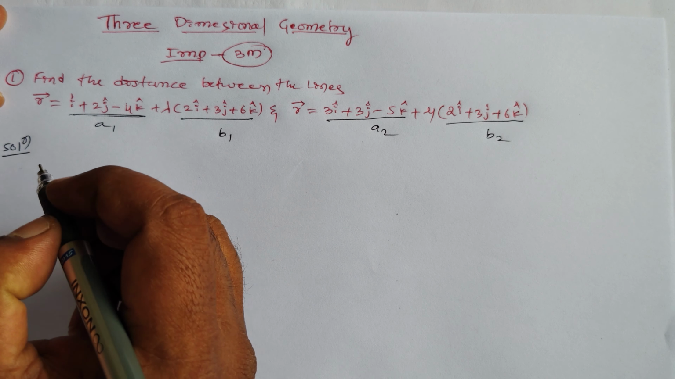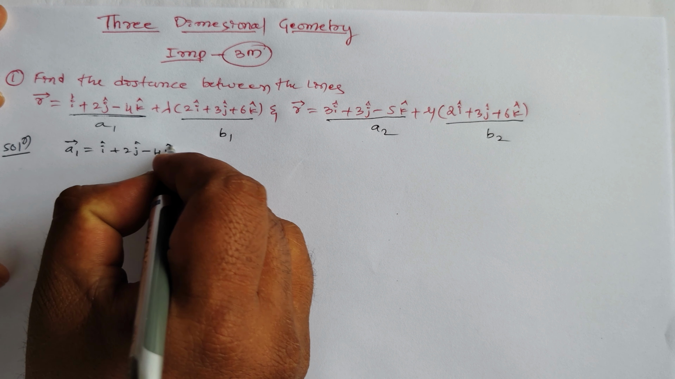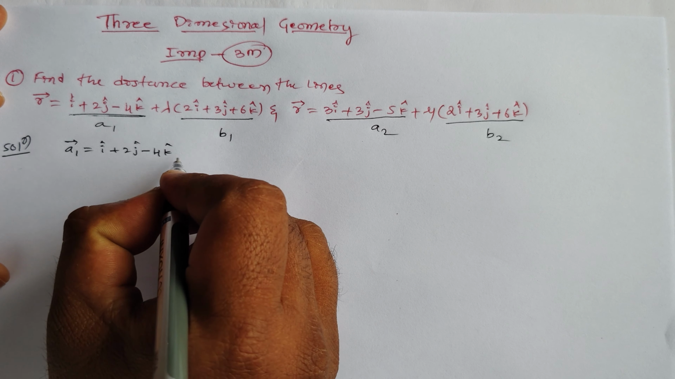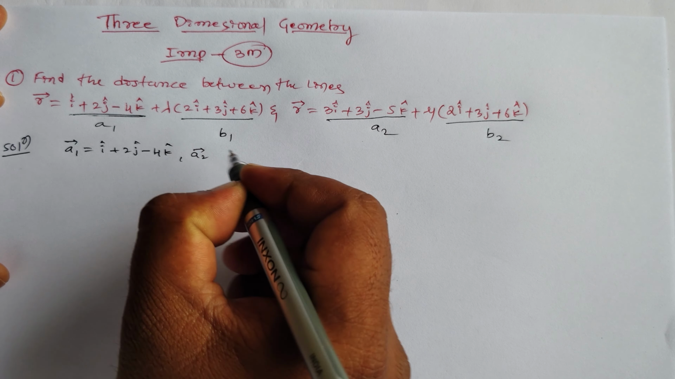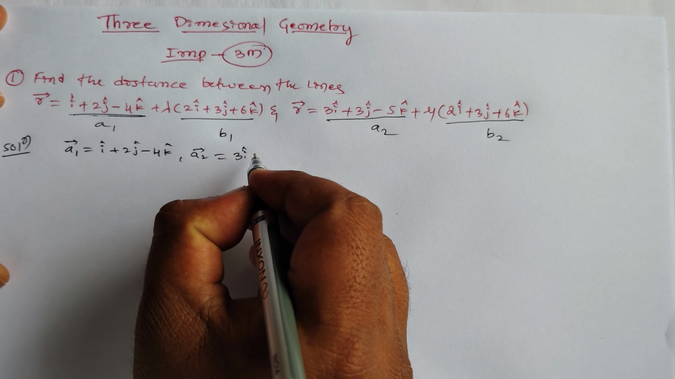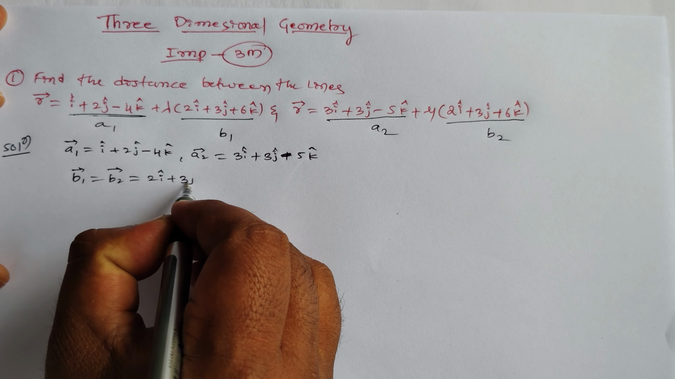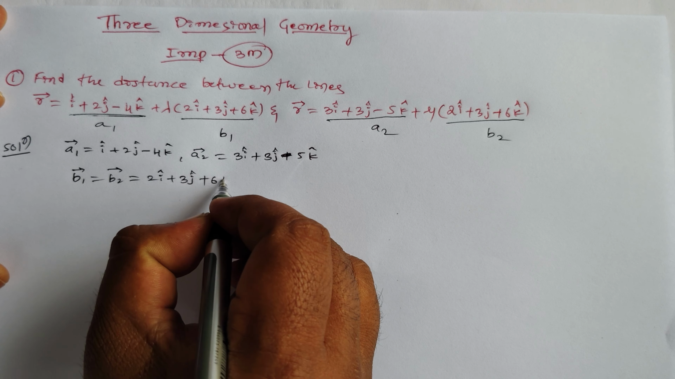First, write a1 vector is equal to i plus 2j minus 4k. Next, a2 vector is equal to 3i plus 3j minus 5k. Here b1 vector equals b2 vector, so these two vectors are parallel. That is equal to i plus 3j plus 6k cap.